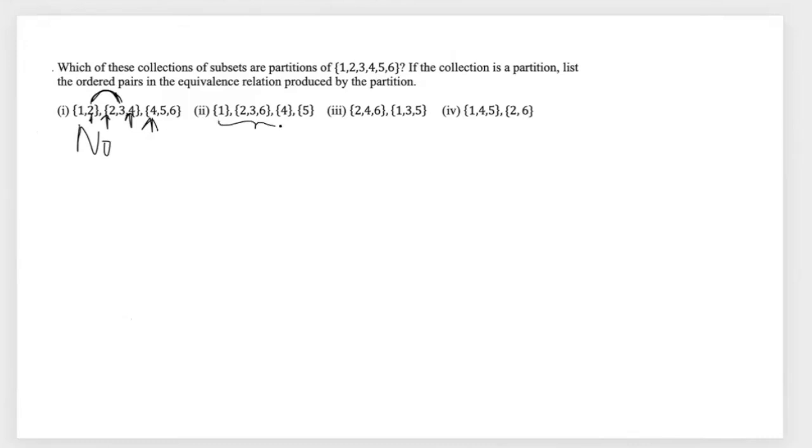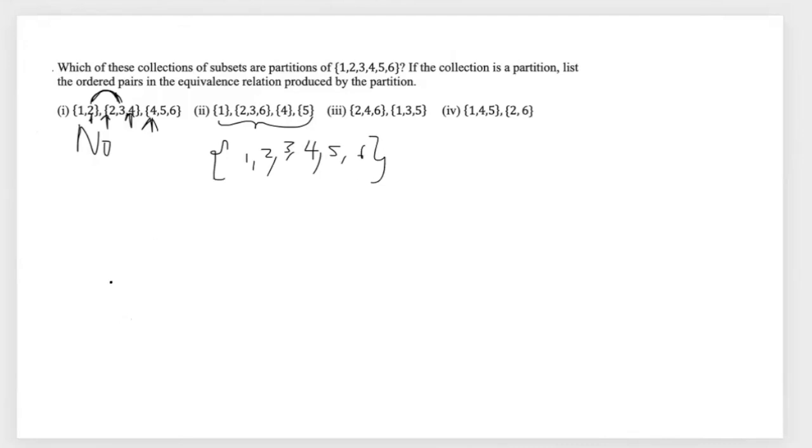But this is considered to be a partition, since these are disjoint sets and you see no number being repeated in the set. So it's considered to be a partition. So since these are disjoint sets, they're going to give you 1, 2, 3, 4, 5, and 6.